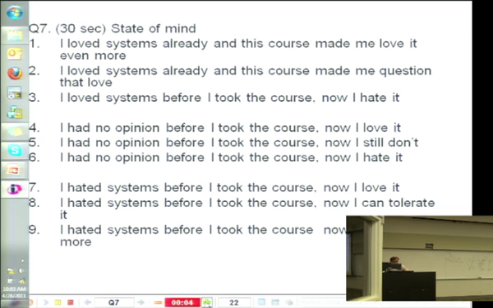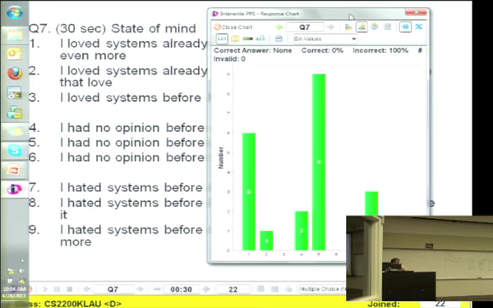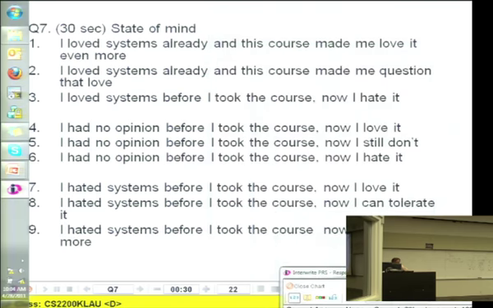All right. So let's see. The maximum was for 5. It said I had no opinion before I took the course. Wow. A few for number 8, and number 1, love systems already, love it even more. I was looking for somebody who said I hated it and now I love it. Number 7, let's see. Oh, there's one. Would you believe it? There's one person who said I hated systems before and now I love it. That's good.